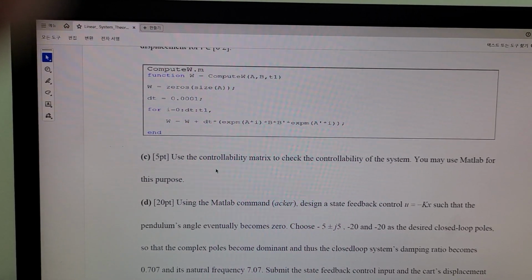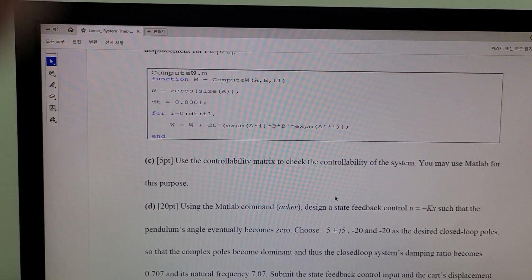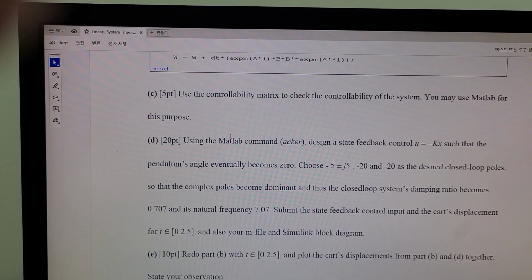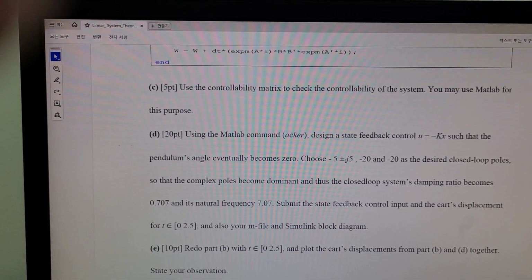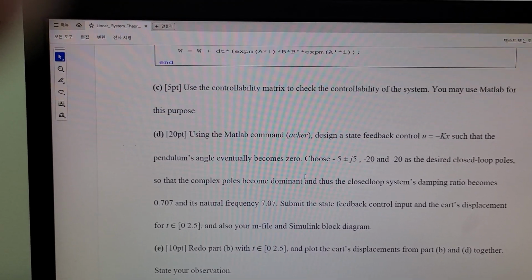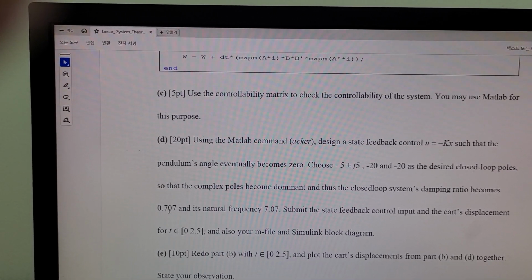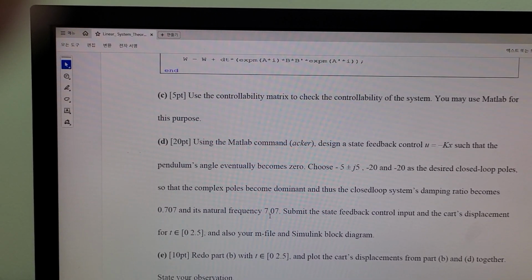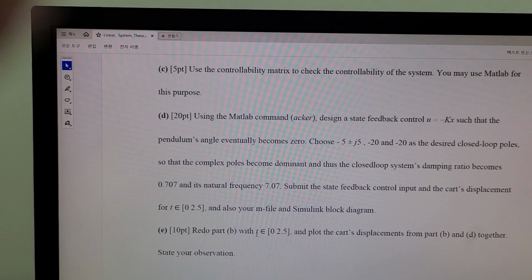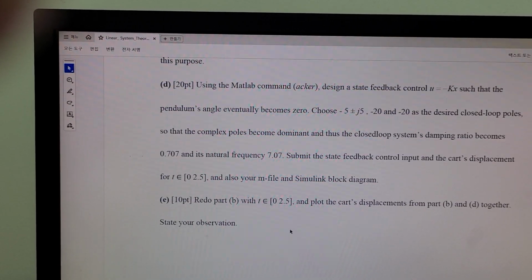Similarly, part C says to use the controllability matrix to check the controllability of the system, and part D says to use Ackermann's formula for the pole placement of this system. We have zeta equal to 0.707, the damping ratio, and the natural frequency omega n equal to 7.07, and the time is from 0 to 2.5. This is the simulation time.